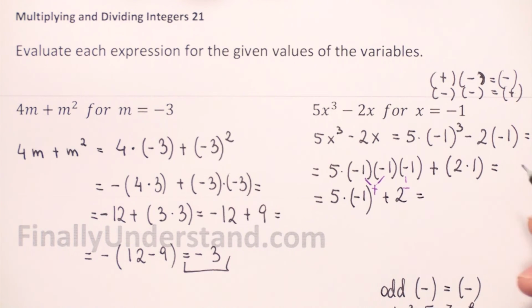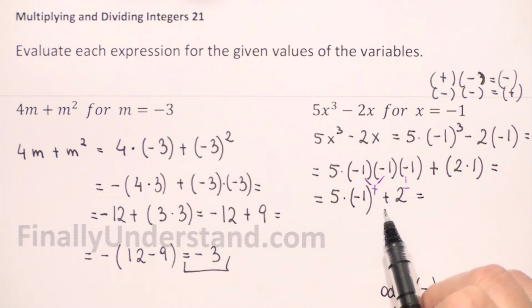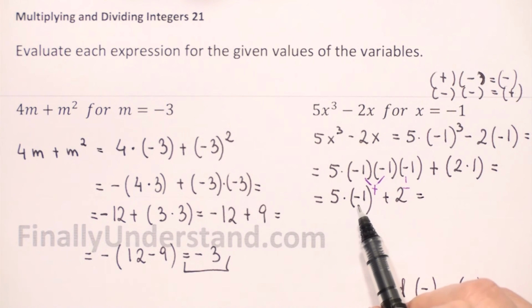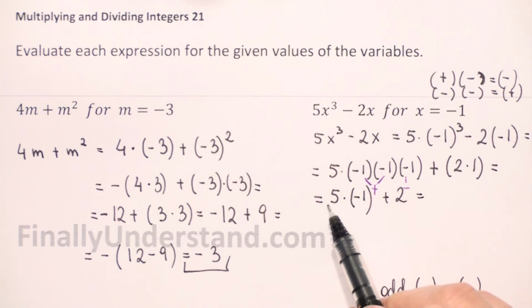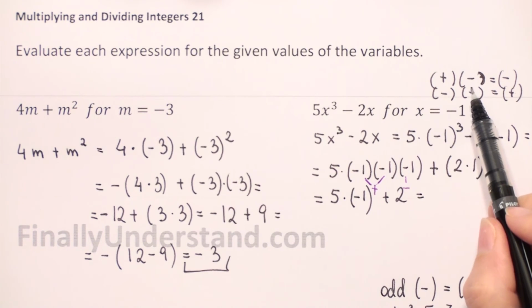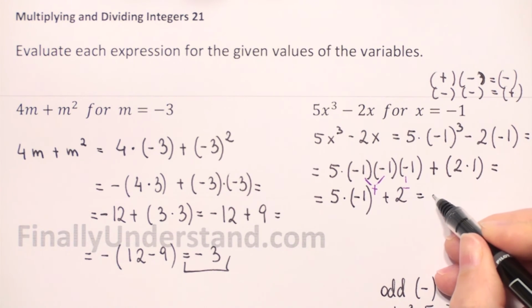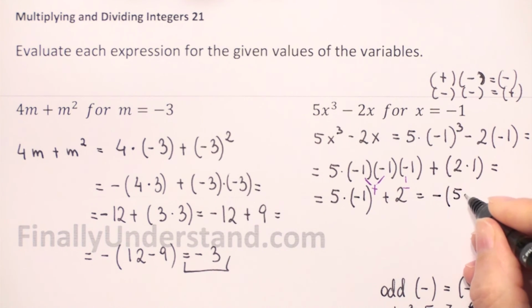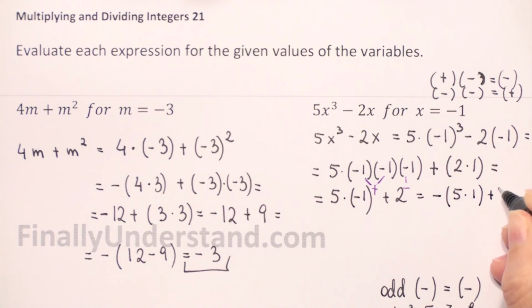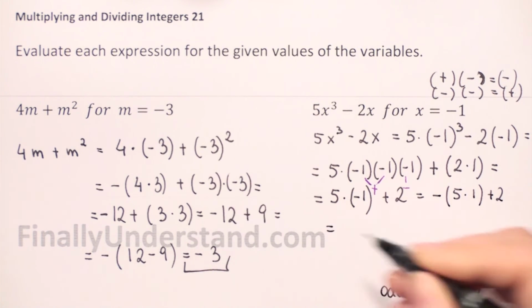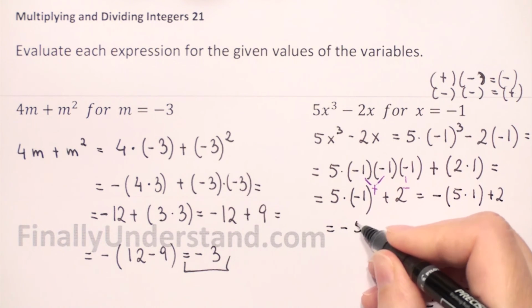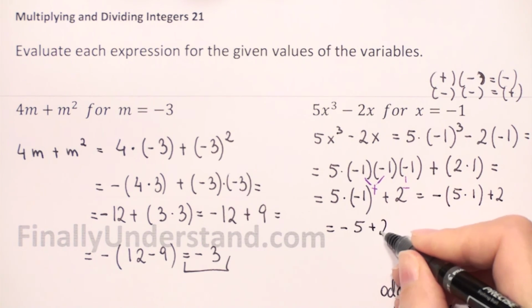So this is equal. Now we have multiplication and addition. So first we have to do multiplication. 5 times negative 1. Positive number times negative number, the answer must be negative. So we write a negative sign. And we have 5 times 1 plus 2. So this is equal. Negative sign we have to rewrite. 5 times 1 is 5 plus 2.